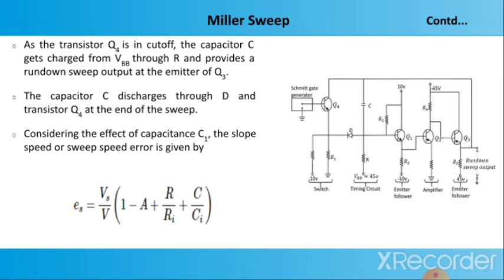Considering the effect of capacitance Ci, the slope or sweep speed error is given by Es equal to Vs upon V into 1 minus A, plus R upon Ri, plus C upon Ci.